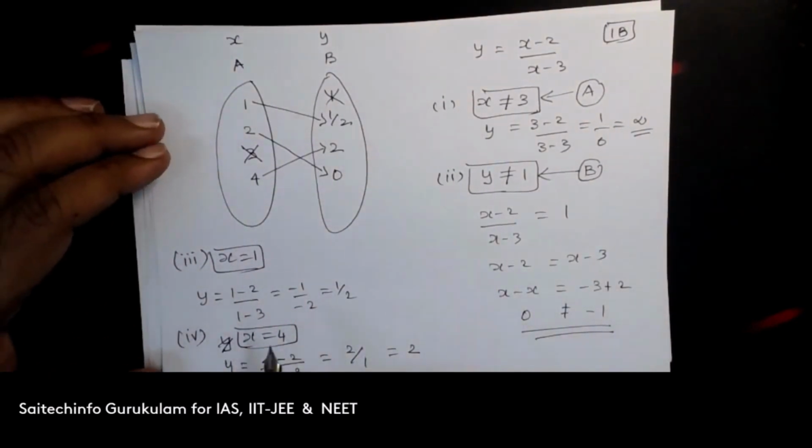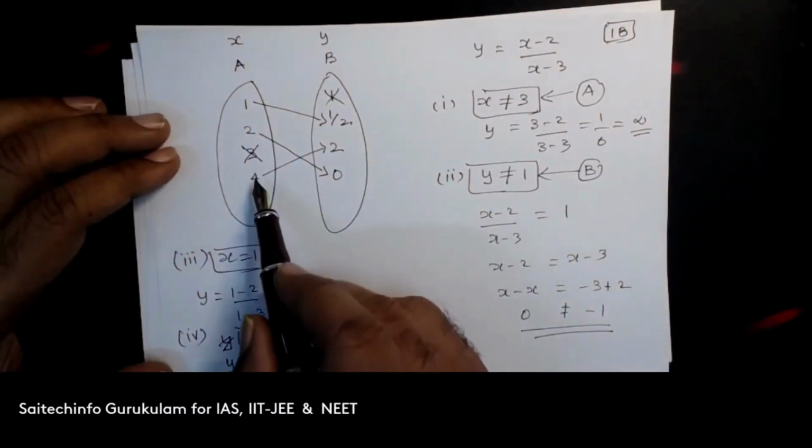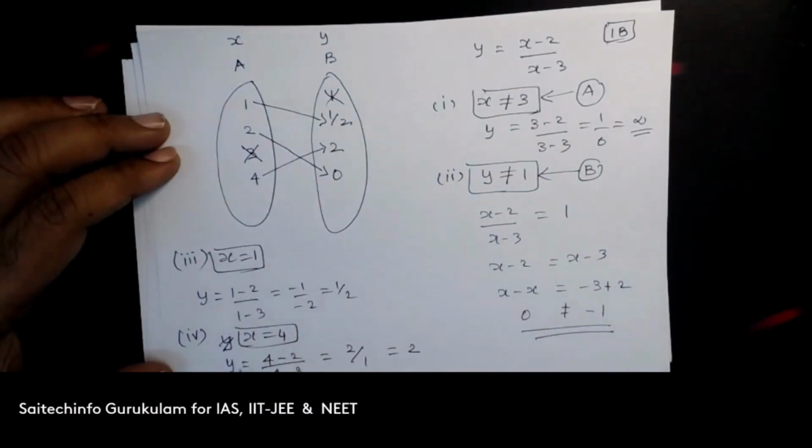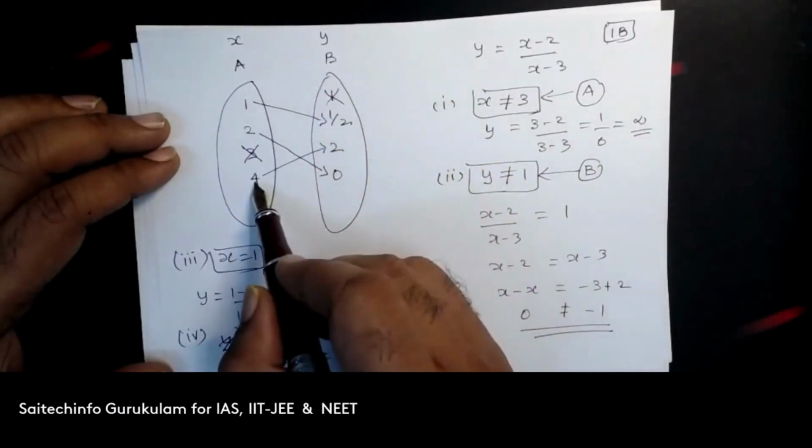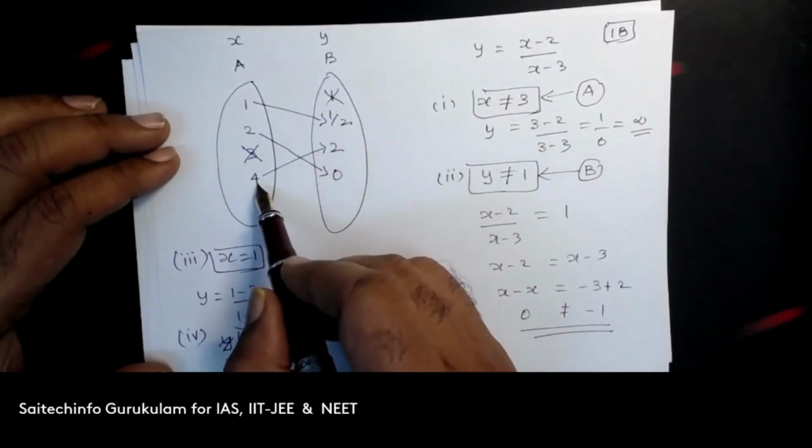Let us consider x is equal to 4. When x is equal to 4, then you can replace this value. So y is equal to (4 minus 2) divided by (4 minus 3), that is equal to 2 divided by 1, that is 2. So I have related 2 because I got the value 2 when I substitute the value x with 4.